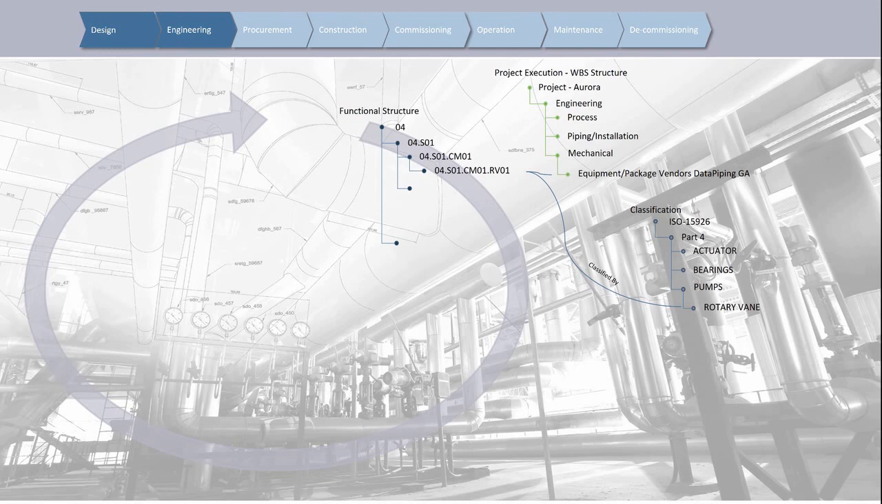Information in the functional structure is usually classified in accordance with some kind of standard in order to better aid consolidation of data and interoperability between disciplines and or companies in the supply chain.